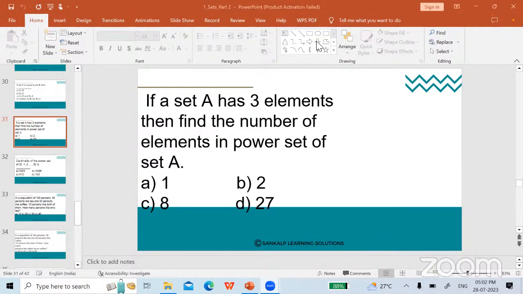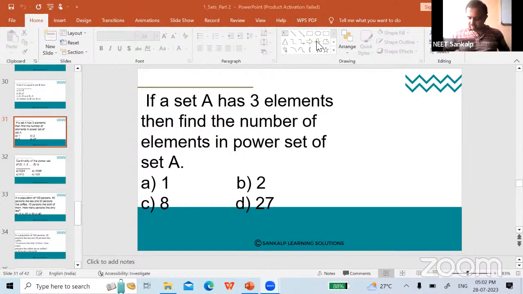Okay. Now, in yesterday's class, that is the previous class, we already started with some examples, and today we are going to continue with some examples and with some other theories. So now here, the question is like this: if a set has 3 elements, then find the number of elements in the power set of A. Let me show you, one minute.